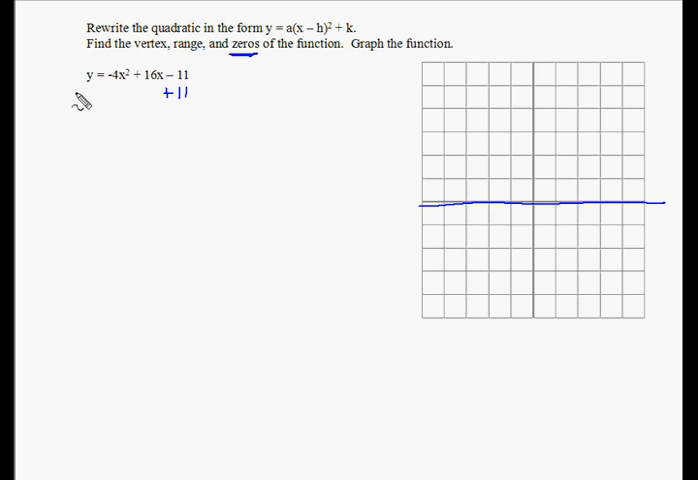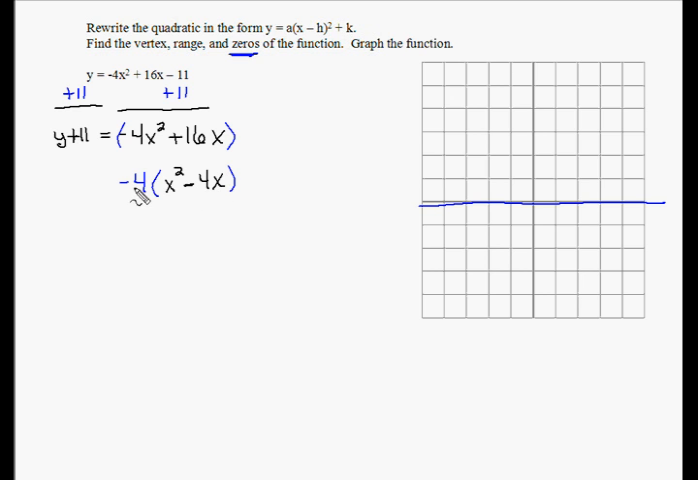We're going to add the constant to the other side of the equation. So we have y plus 11 is equal to negative 4x squared plus 16x. Then we're going to group our x's, then factor out the leading coefficient, which will leave us with an x squared minus 4x inside, because a negative 4 times a negative 4 is positive 16. So make sure when you're factoring out that leading coefficient, you factor correctly.